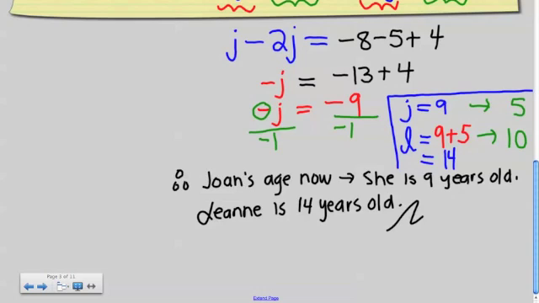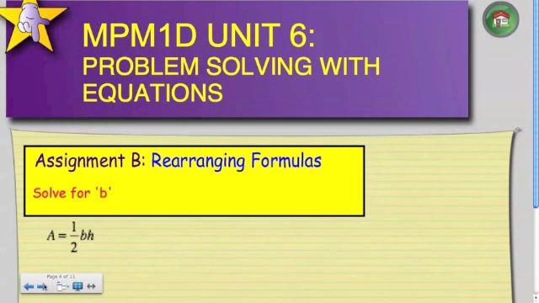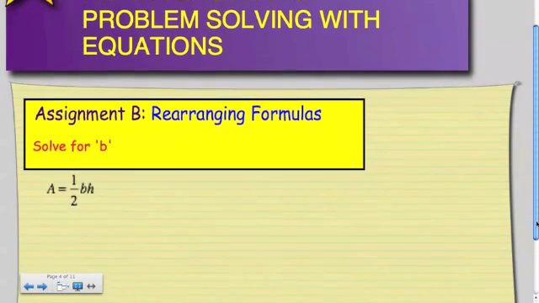So it might seem tedious or redundant, but it's very important that you get in the habit of writing written statements when you have written word problems, because we're going to be carrying on that trend when you get to more complicated word problems in grade 10. Okay? So now let's move on to the component of the unit guide when we're talking about rearranging formulas. So it's assignment B in your unit guide.